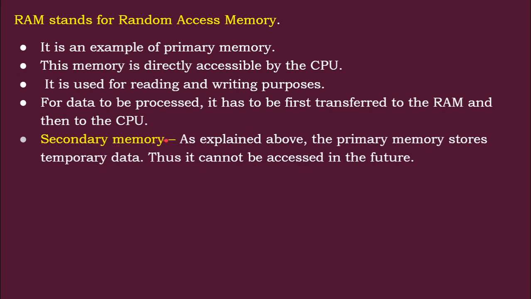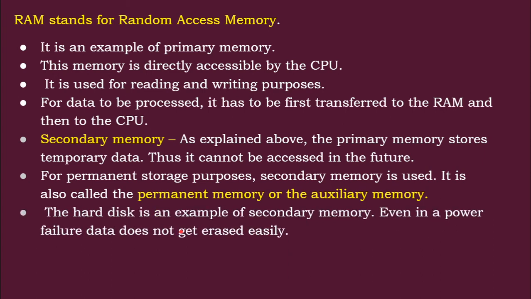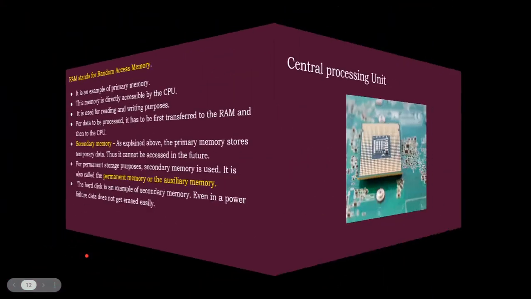Secondary memory. As explained above, the primary memory stores the temporary data, thus it cannot be accessed in the future. So in order to get the data for the future, we are supposed to store the data in permanent storage. So for that we are using the secondary memory. It is also called permanent memory or auxiliary memory. The hard disk is an example of secondary memory. Even if a power failure happens, the data does not get erased easily.